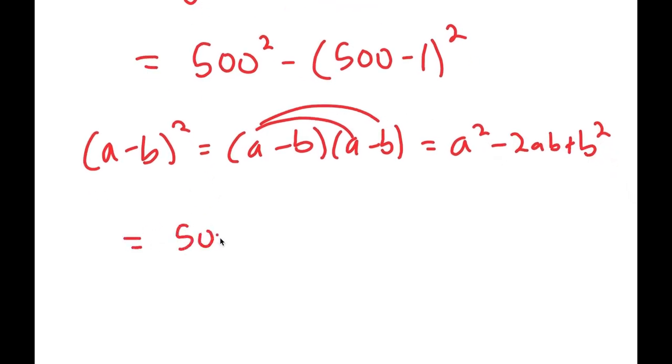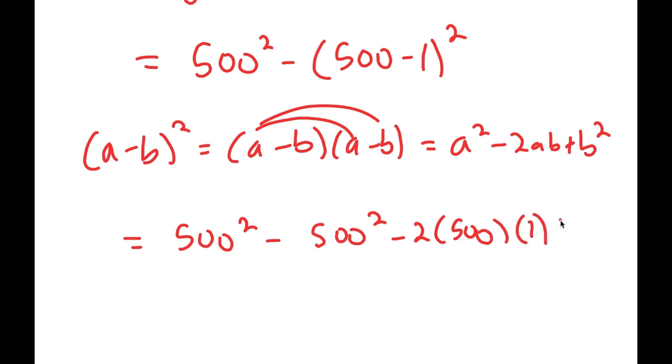So this is going to turn into 500 squared minus 2 times 500 times 1 plus b squared, which is 1 squared. So these two cancel out.